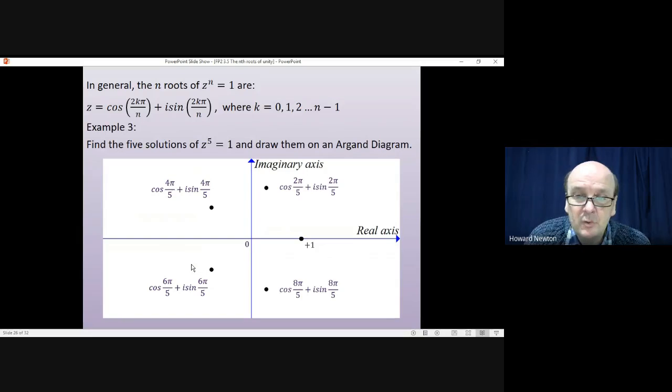And if you were to draw them, that is what they would look like. So the first solution would be here, plus 1 on the real axis, as it always is. And then you go anti-clockwise, going round to the other 4 solutions. And these solutions are always equally spaced. So since there's 5 of them, the angle between each one would be 360 degrees divided by 5, or 2 pi radians divided by 5.